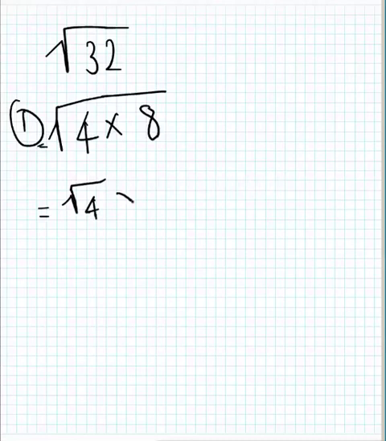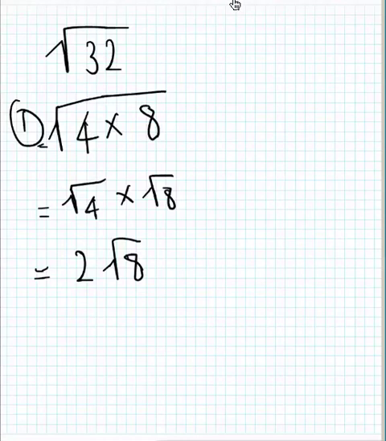Separate it. And then the square root of 4 is, that's pretty easy, 2 times the square root of 8, which is just the square root of 8. Now we have simplified it, but what do you notice? The number 8, can it be simplified further?